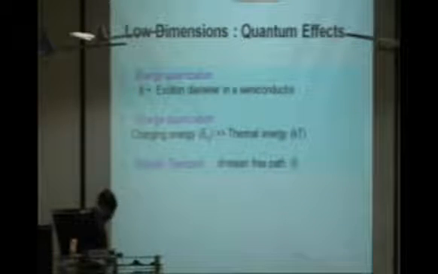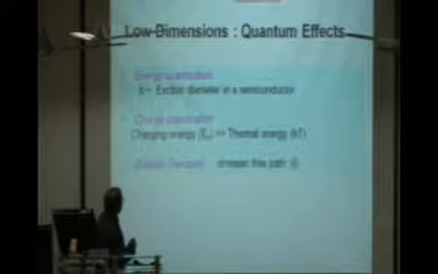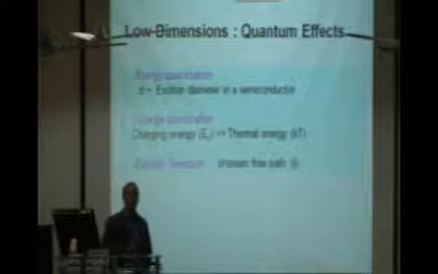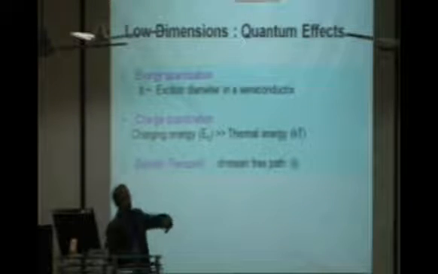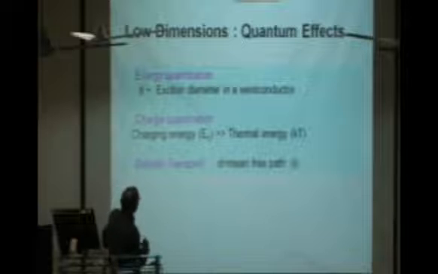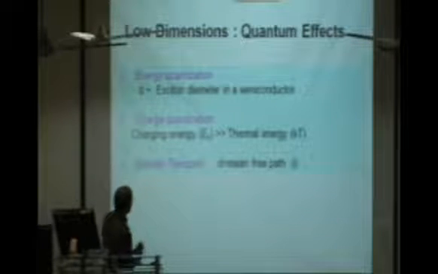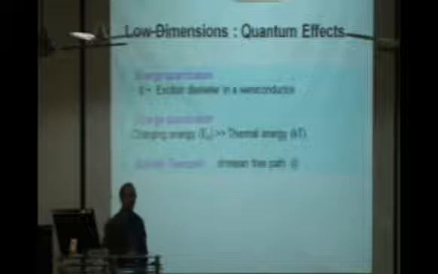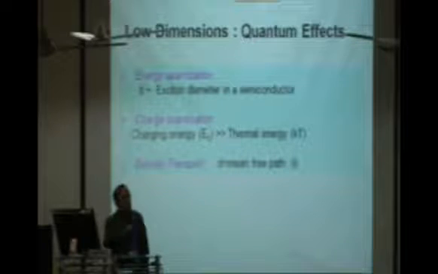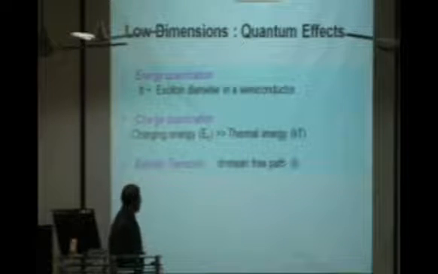Then similarly, you can have charge quantization. This particularly happens for single electron transistors or Coulomb blockade devices. If you find the capacitance of the small area where the charge is stored, and the charging energy is more than the thermal energy of the electrons, you can see that the conductance is quantized, or you get charge quantization.